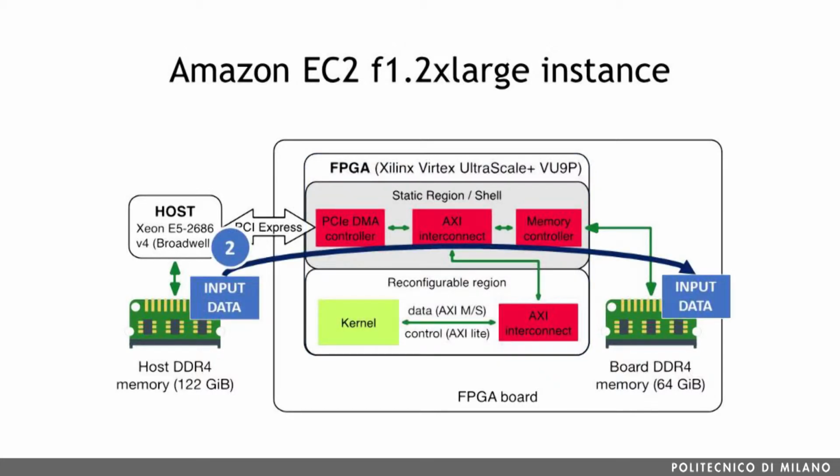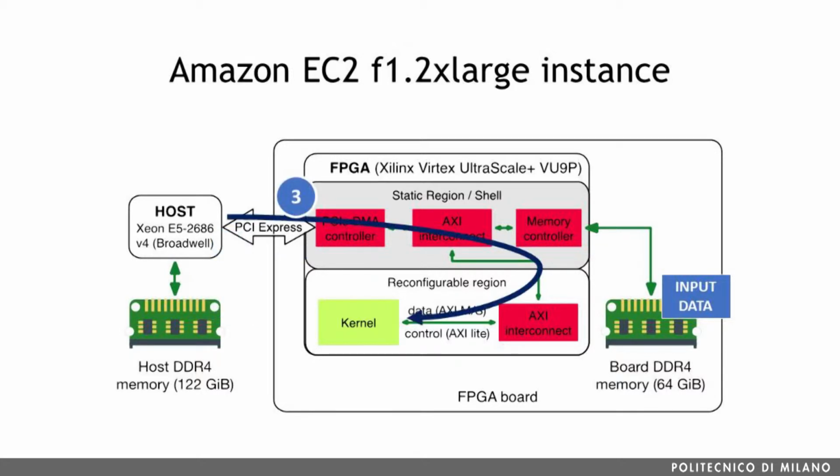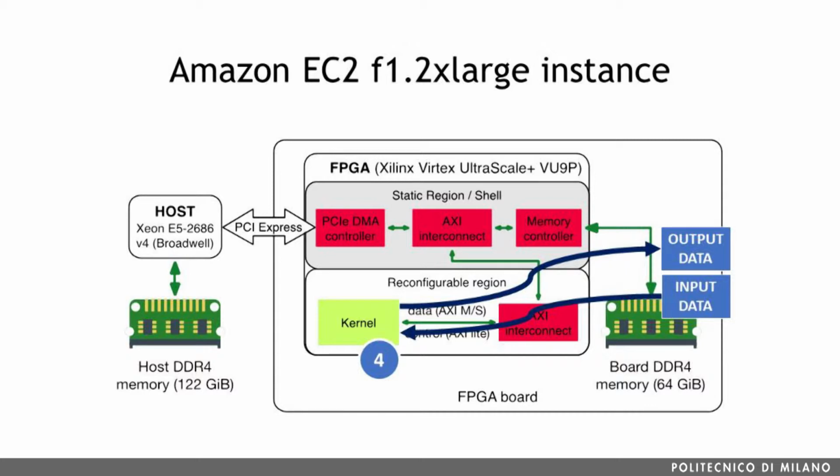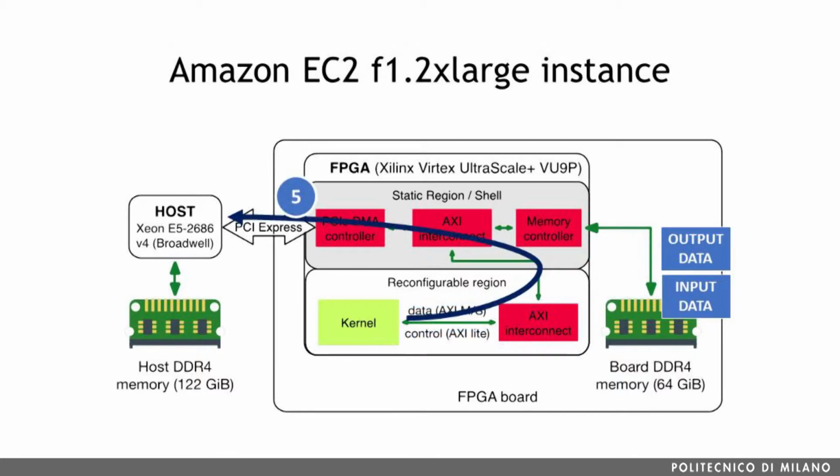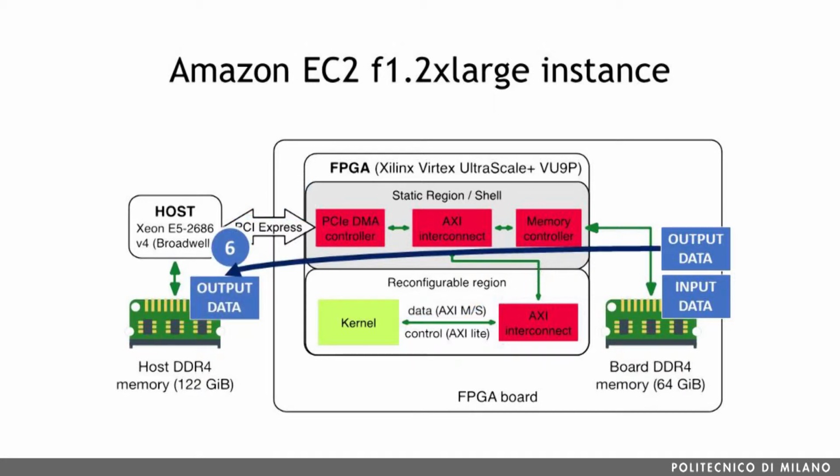Second, the host copies the input data from the host DDR memory to the onboard DDR memory via PCI Express. Third, the host configures the kernel parameters and starts the kernel execution via the AXI-Lite control interface. Fourth, the kernel starts the computation. It reads and writes data to the board DDR memory via the AXI master-slave interfaces that are connected to the memory controller. Fifth, the kernel completes the execution and notifies the host. Sixth, the host copies back the output data generated by the kernel from the onboard DDR memory to the host DDR memory and continues processing as needed.